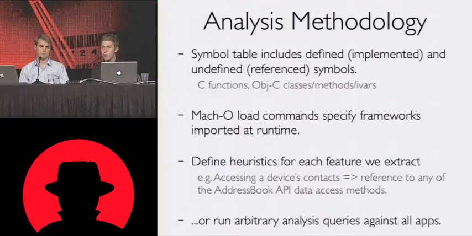And similar to Android, we want to define heuristics to identify features, capabilities, and vulnerabilities, for example. One example of an iPhone heuristic is we can look at whether an application imports any address book APIs that allow you to read contact data. Or we can really just run arbitrary queries against the application data set as a whole. And we're actually able to hit every application in the whole data set in about 5 hours right now on Android and iPhone and run arbitrary queries against it.